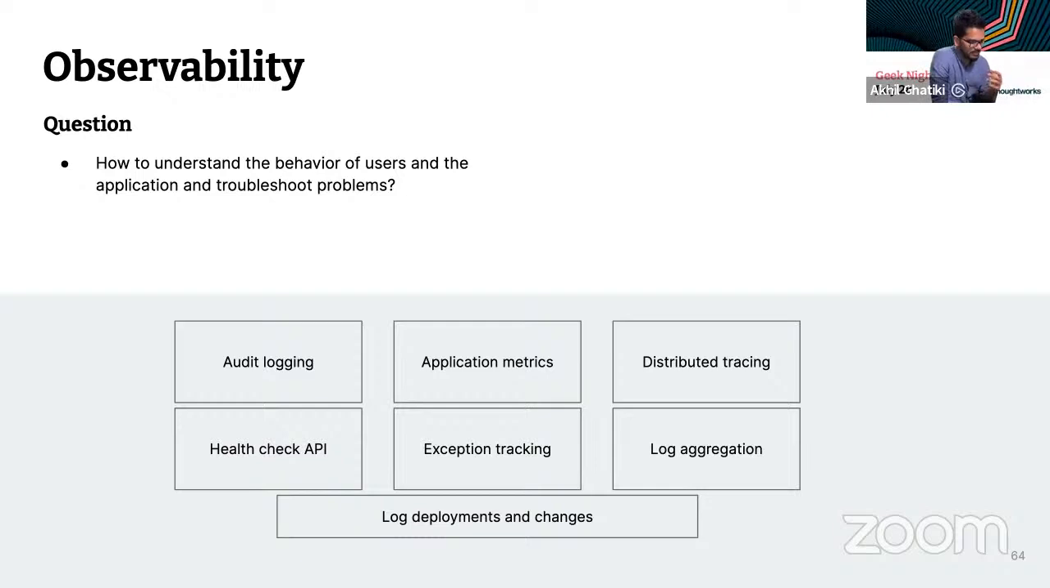And then exception tracking and log aggregation. All the logs emitted by all the services in your microservice architecture should be aggregated at one place, and you should be able to see them there to get proper insights into what's happening inside your architecture. And you should be able to log the deployments and the changes happening to the deployments as well. This is all you need to consider when you're thinking about microservices from the observability stand.